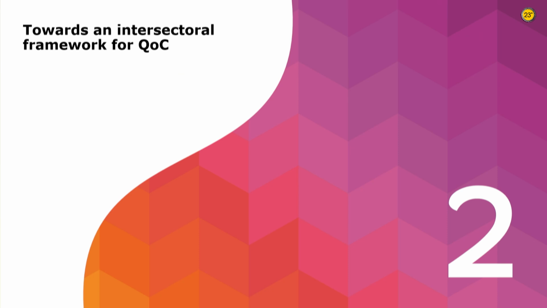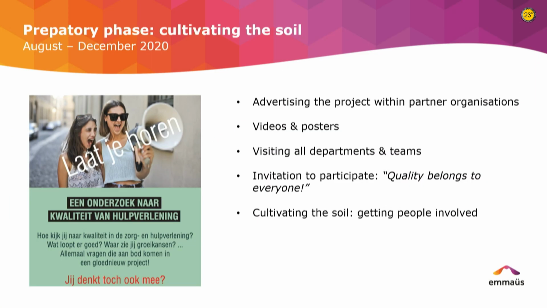Okay, so how did we do that? Well, first of all, I really want to stress the importance of this preparatory phase. It was really a key element in the project. We started off in August 2020. We all know what went on then. I'll come back to that later. Basically, we call it, we cultivated the soil. We talk a lot in ecological perspectives. And we cultivated the soil basically by advertising the project within the different partners' organizations.